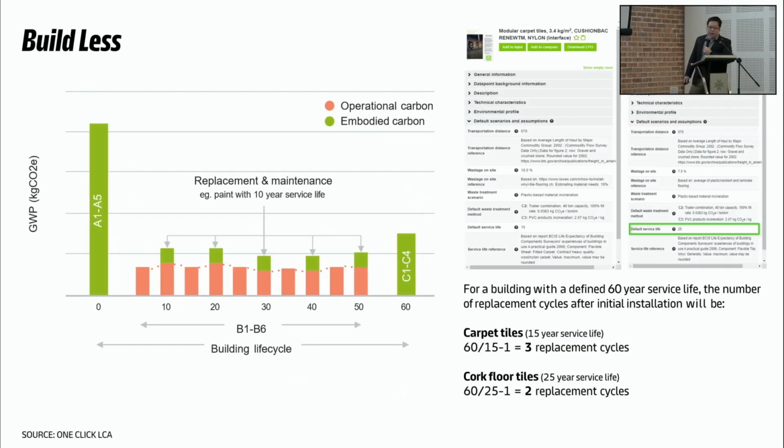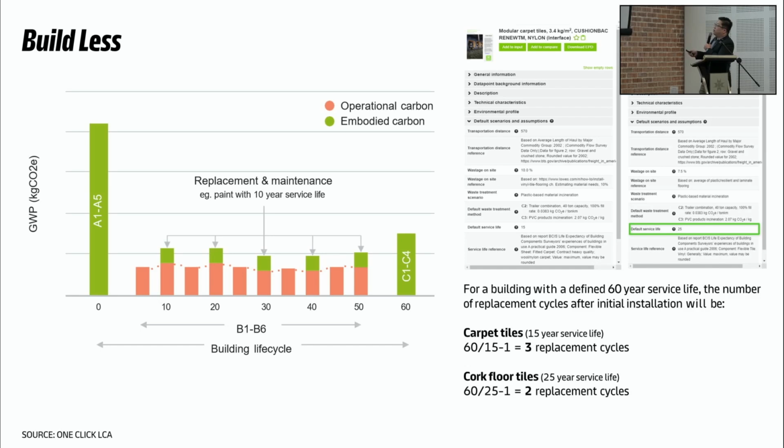Build less. Now, this is where you think and choose using the EPD. This is a publicly available EPD, and normally they will publish the service life over here. Let's just take one example. If you are taking a building with a 60-year service life, and for example, you're looking at carpet tiles, and your carpet tiles, the first choice is that you have a 15-year service life.